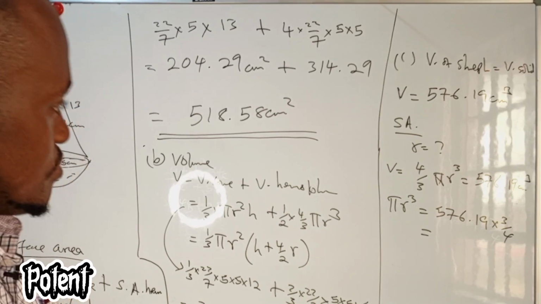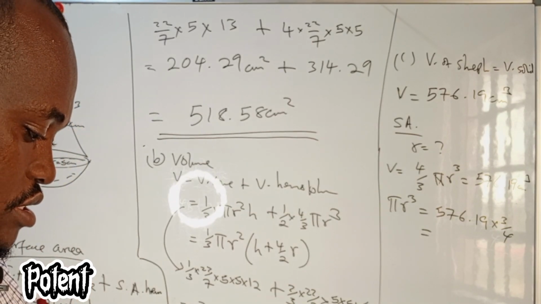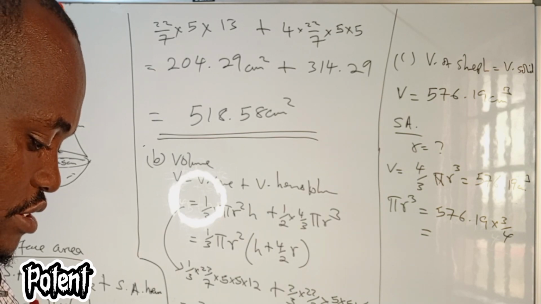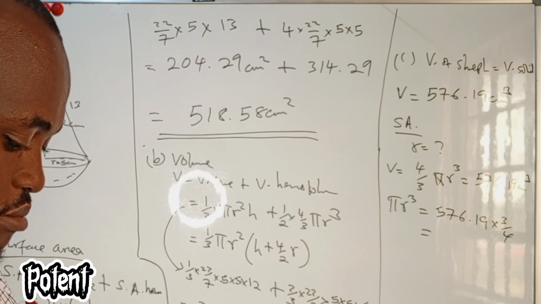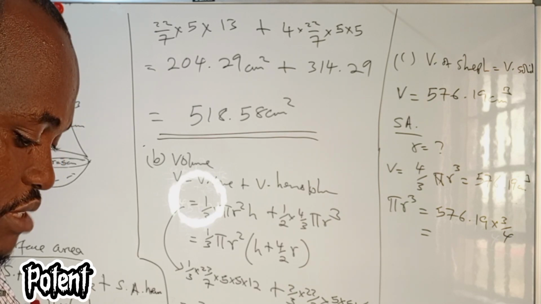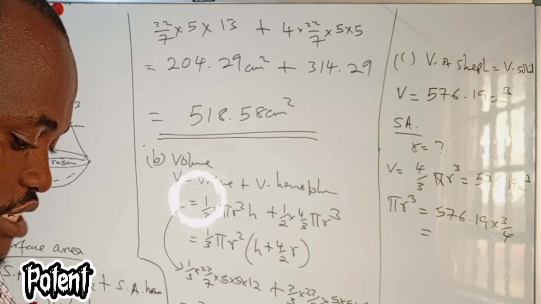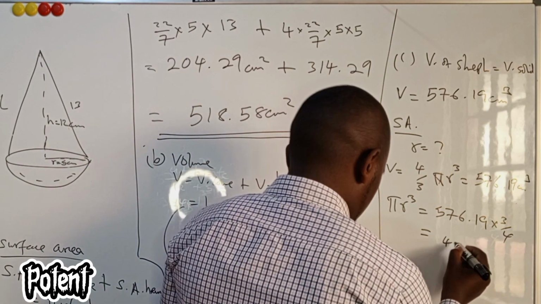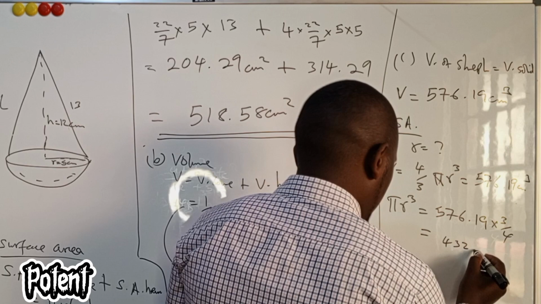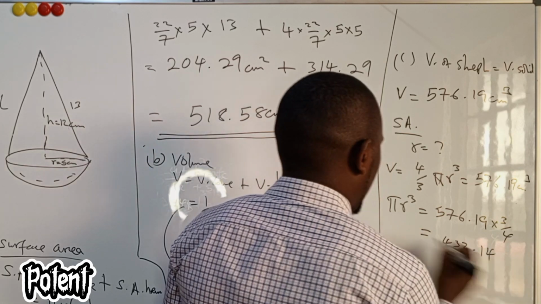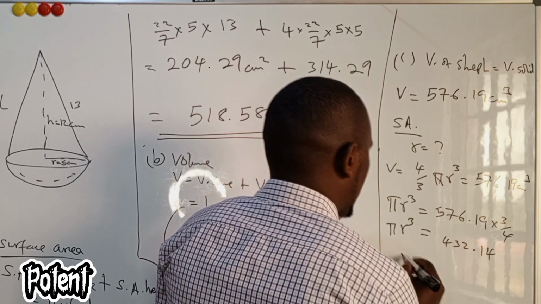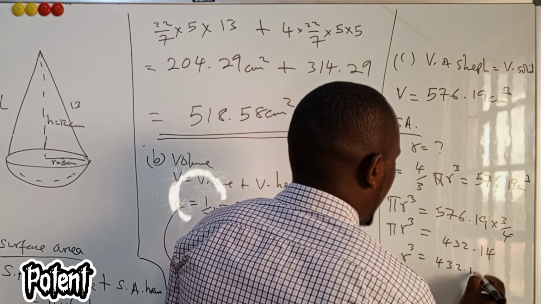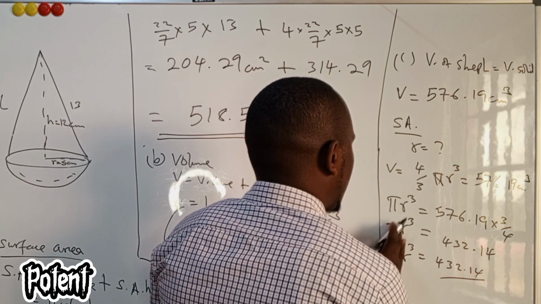You solve that. You have 576.19 times 3 divided by 4. You have 4, that's 2.14. And this is pi r cubed. So r cubed is equal to 4, that's 2.14. You divide by pi. You are told that pi is equal to 22/7.